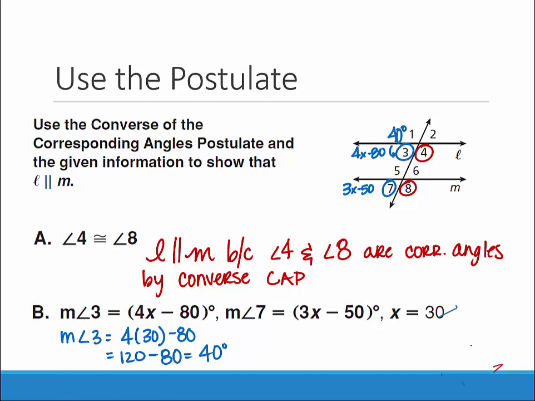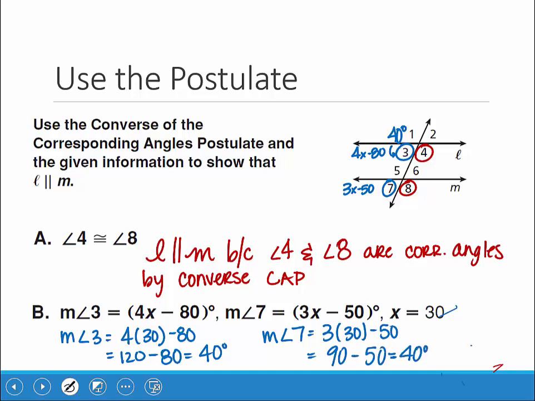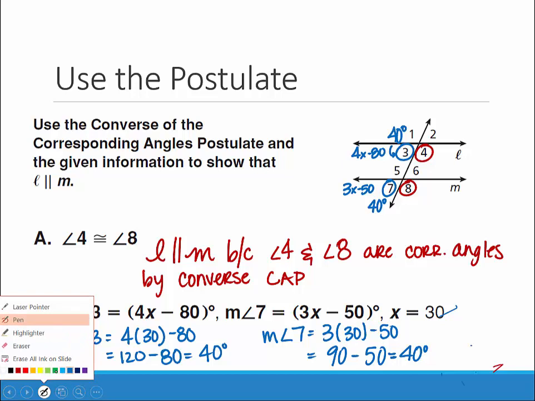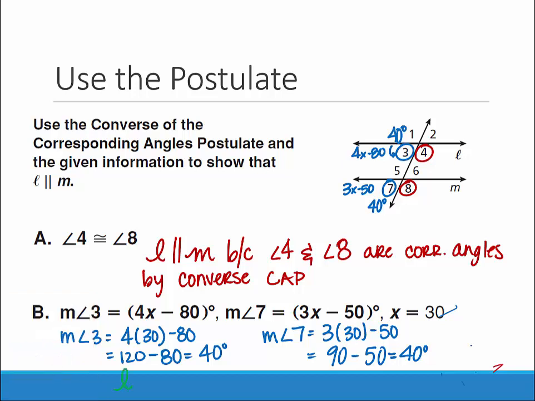Do the same thing with angle 7. Plug in what x equals. They told us it was 30. This is 90 minus 50, which is 40. So this angle is also 40. And then just like before, because we know those two angles are the same, we can say that L is parallel to M by the converse of the corresponding angle postulate.